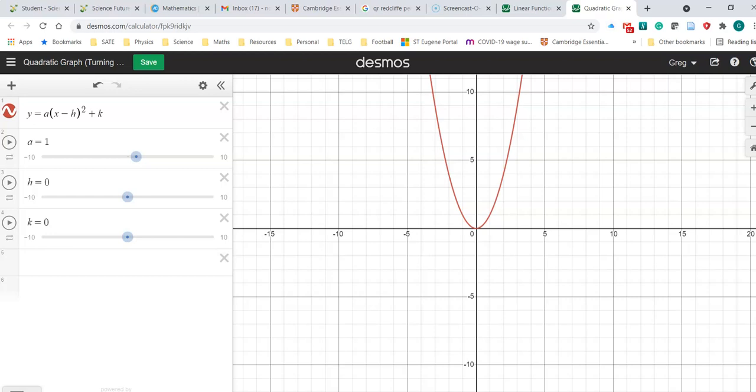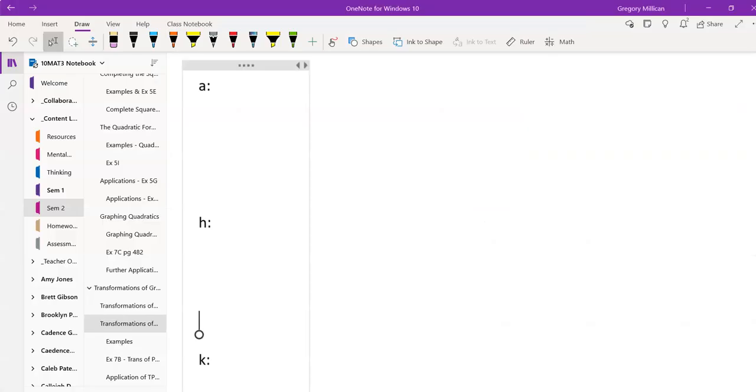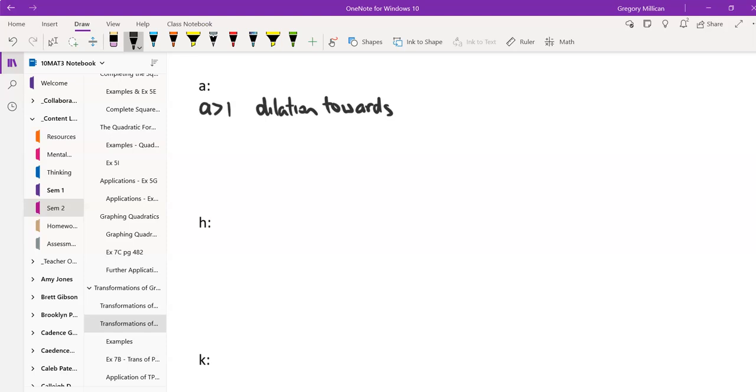What do you mean by smaller? It's a dilation. Because what is happening to the arms of the graph? They're getting closer, aren't they? So if you want to think about that, each of the arms are getting steeper. So we're changing the gradient, which is what happened for the linear function as well. So when A is greater than 1, we get a dilation towards, so the arms are going towards what? The y-axis, exactly right. So the arms are dilating towards the y-axis. That's when A is greater than 1.